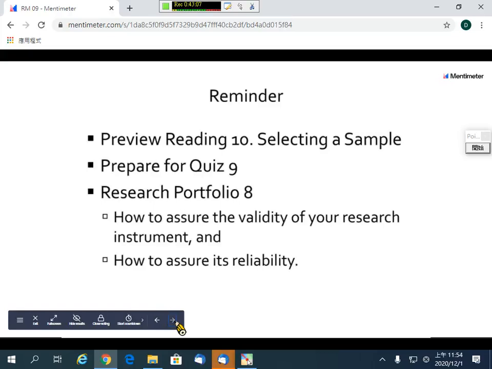This is very important. So you need to tell me, how are you going to assure the validity of your research instrument? Okay? And remember, you are talking about your own research topic. And the second one is how to assure its reliability. It refers to your research instrument. Internally, how to make sure that it is precise enough. Externally, how to make sure that your process of collecting data, your measurements, can assure the quality of consistency. Internal precision and external consistency. Talk about this, okay?